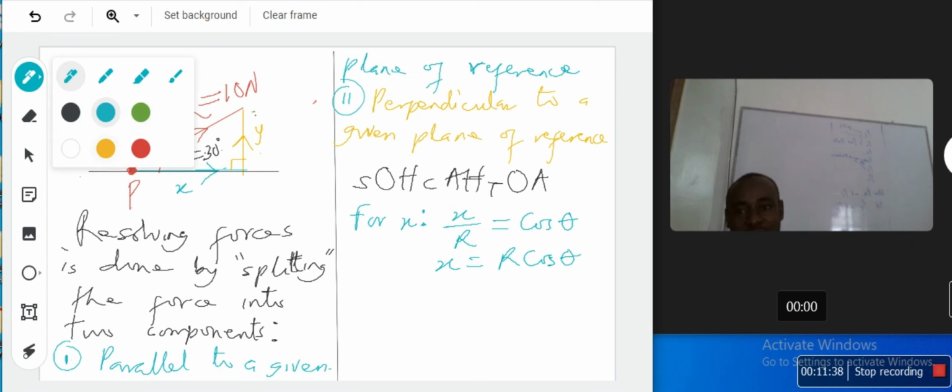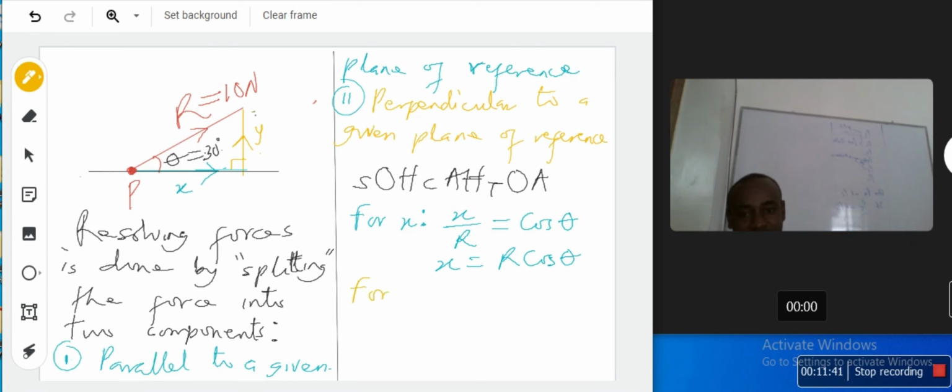Also for Y, what can we do for Y? Let's concentrate. Y is what? Sine theta. Okay, because Y over R is equal to sine theta, isn't it? So Y is equal to R sine theta. You don't have to go through all these rigorous steps.